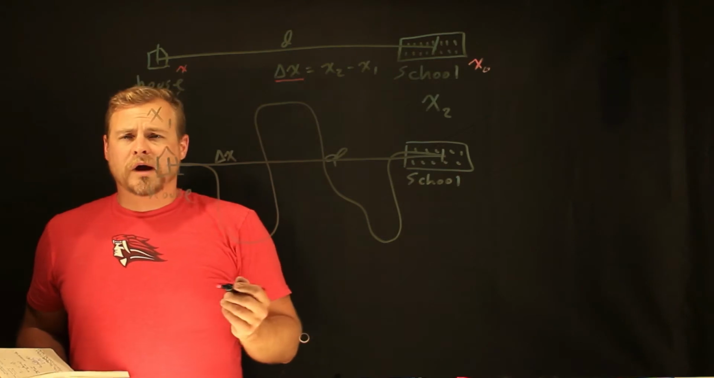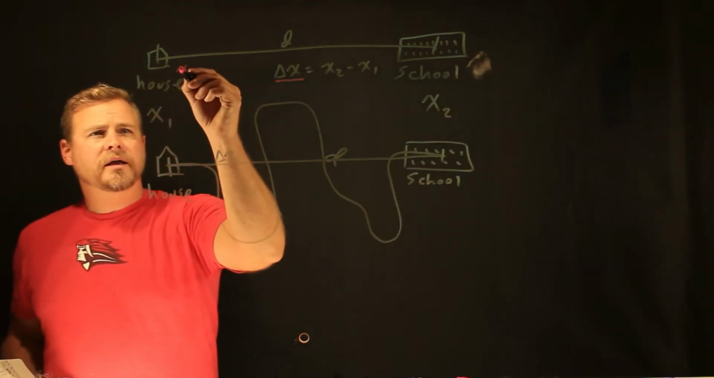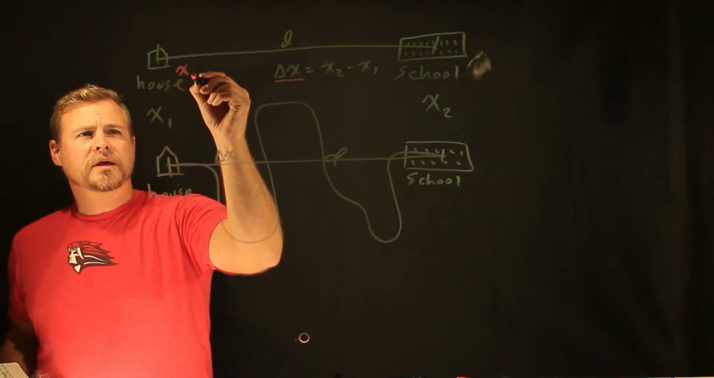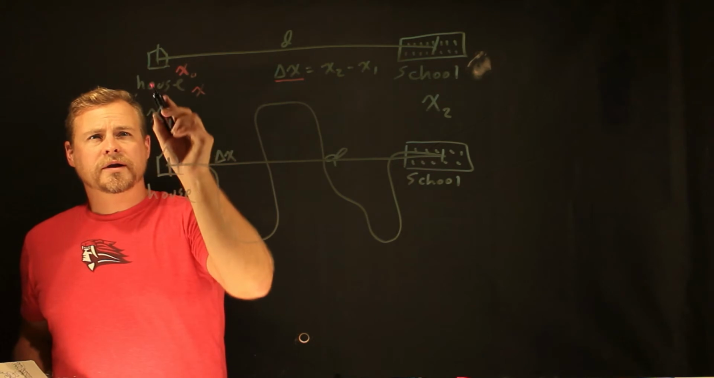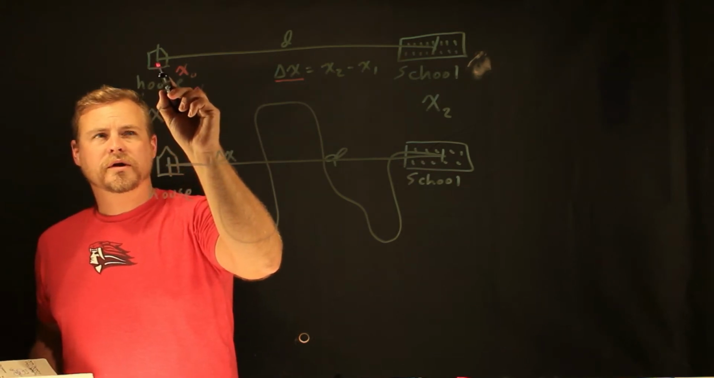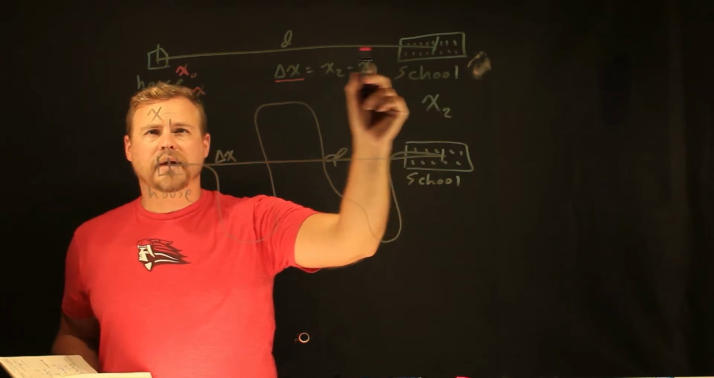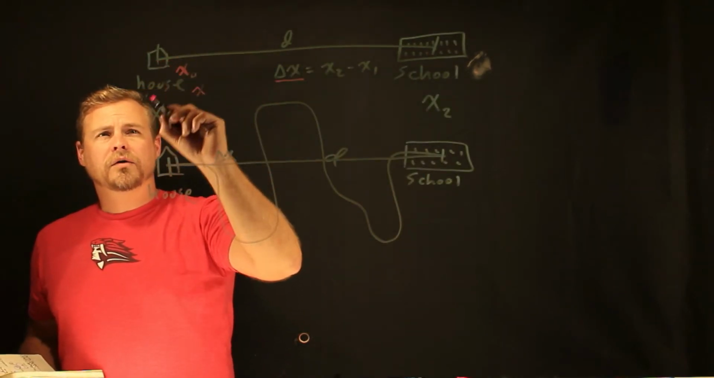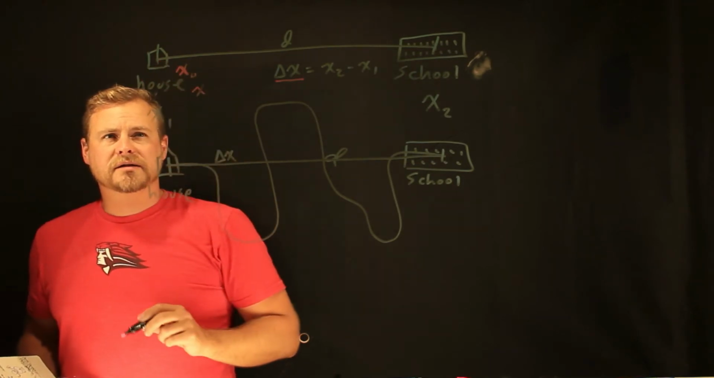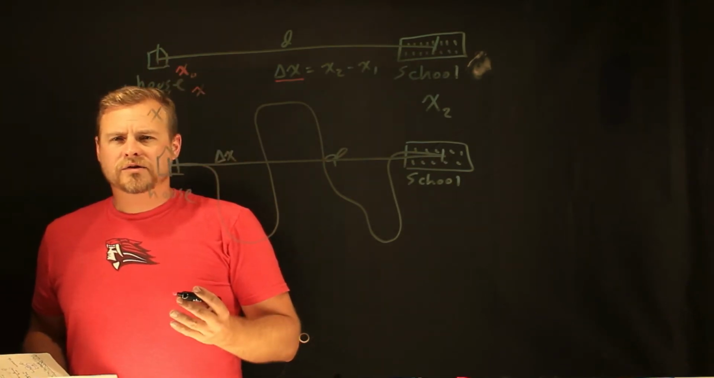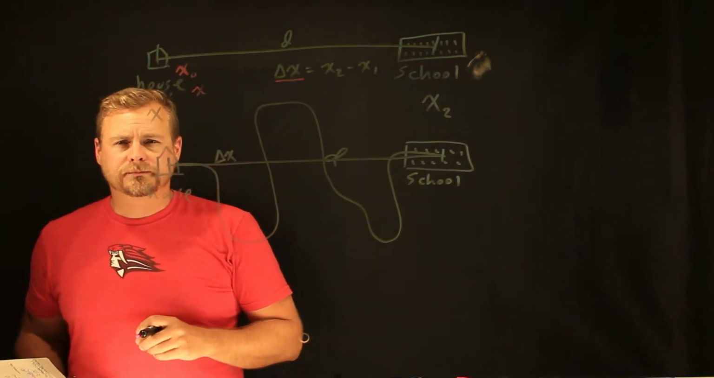And you can make it even more complicated. What happens if my initial position is the same as my final position? So I go from my house in the morning, take the bus to school, I sit in school all day, and then I come back home. Now, from when I left the house to when I got back to the house, I haven't actually really gone anywhere. My displacement would be 0.